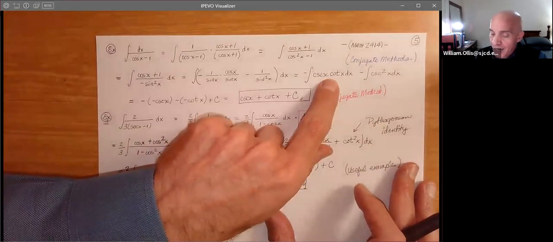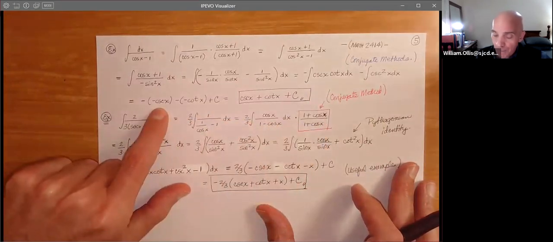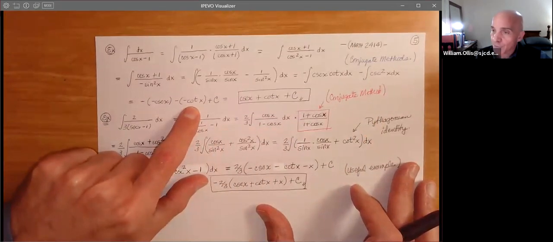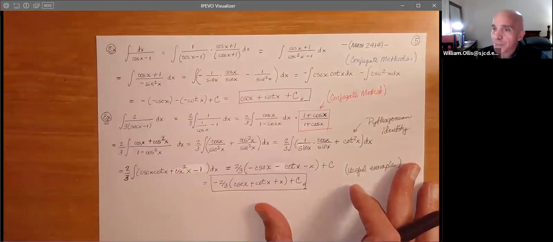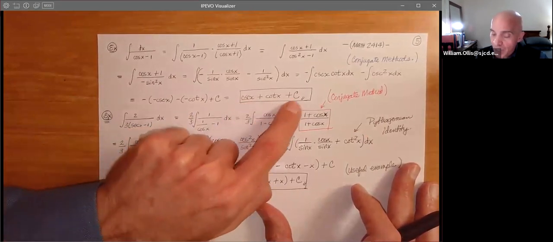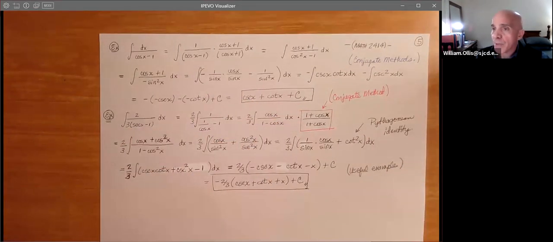So what is the antiderivative of cosecant cotangent? Well, it's the negative cosecant. What's the antiderivative of cosecant squared? Well, it's the negative cotangent. But of course, the negatives here absorb the negatives from the antiderivative, and we just get cosecant plus cotangent plus an arbitrary constant. So you can make what seems to be a rather formidable integral into one that's simple.